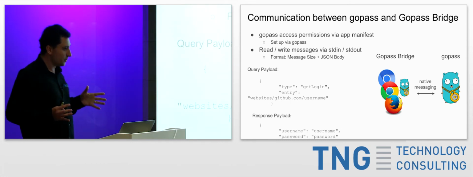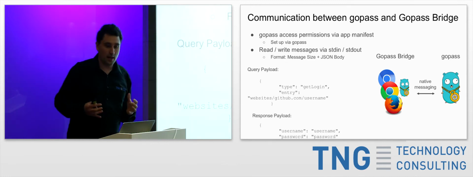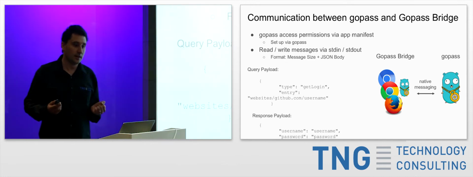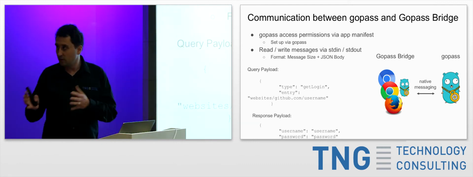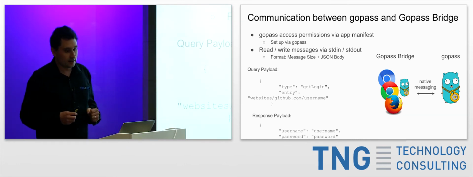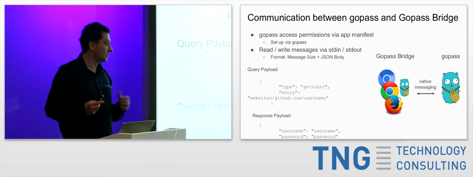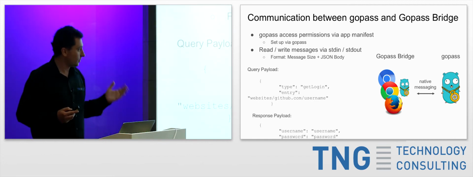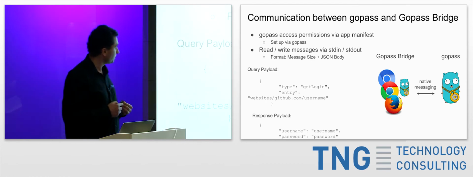So first of all, the permission to access gopass is limited with a so-called app manifest. The app manifest basically tells the browser: I have an app here, the app is gopass. You can call this binary, and only a certain extension is allowed to call this binary. So this basically limits the scope so that other extensions or even websites cannot access gopass.